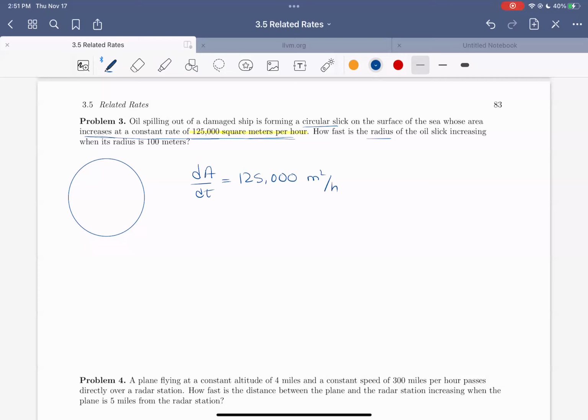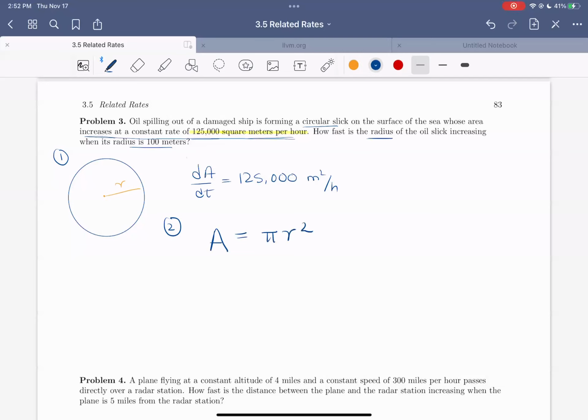And so we want to know how fast is the radius of the oil slick increasing when its radius is 100 meters. So we need to label this circle with a radius. Actually, we already did our first step, drawing. Now our next step is just to relate the quantities in our problem. We have information about the area, and we want to find information about the radius. So we need to relate the area and the radius. We can use the area formula of a circle: area of a circle equals pi r squared.